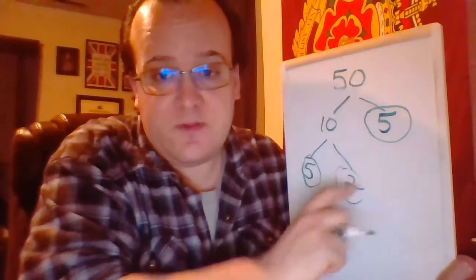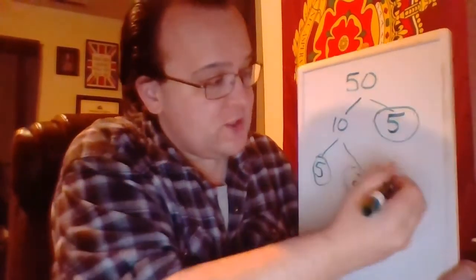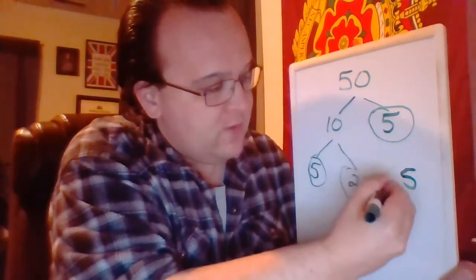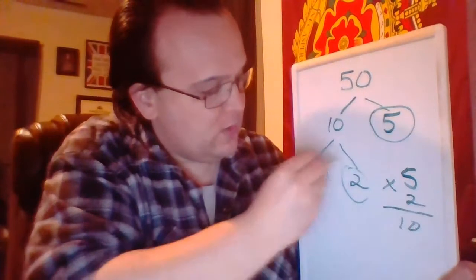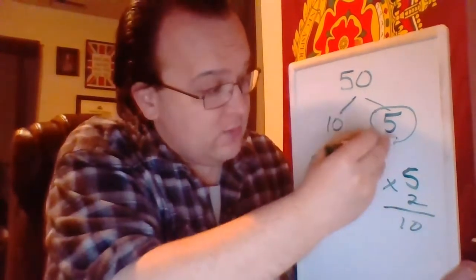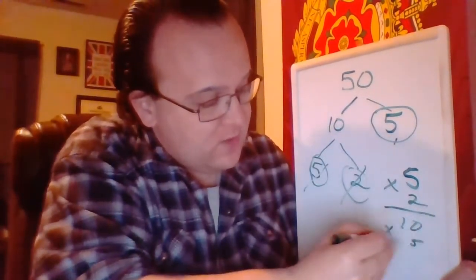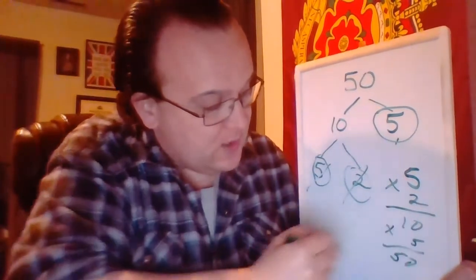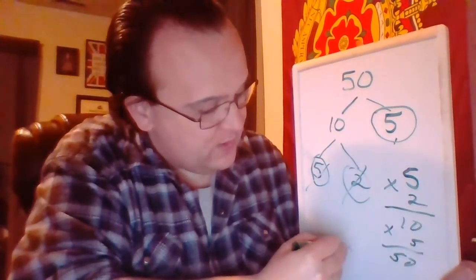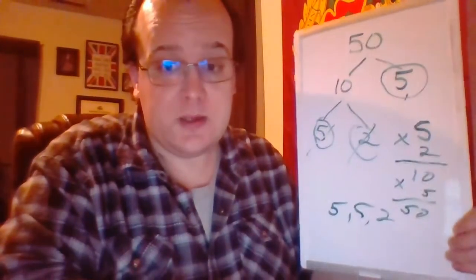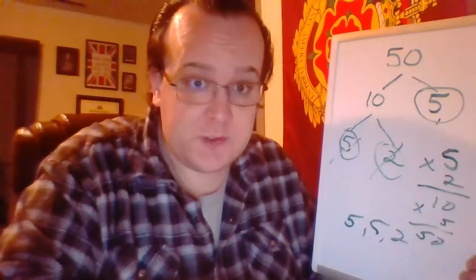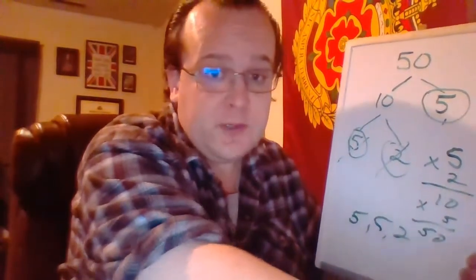Now, Jonathan, I hear you asking, how do I know that 5 and 2 make 50? Well, let's check our work. 5 times 2 equals 10. We got the 5. 10 times 5 equals 50. So 5, 5, and 2 are the three prime factors of 50. Let's do another one.